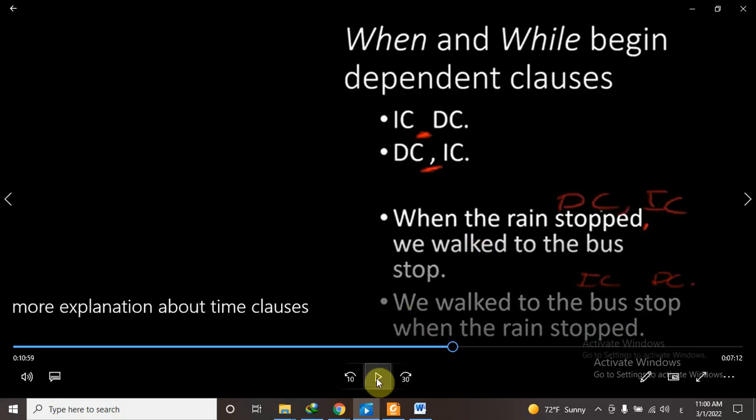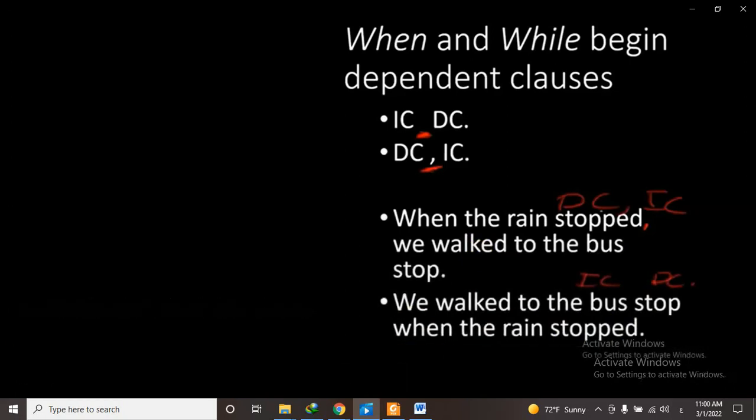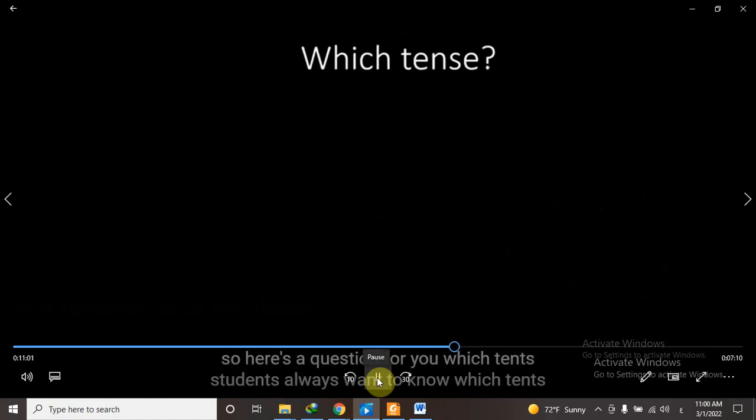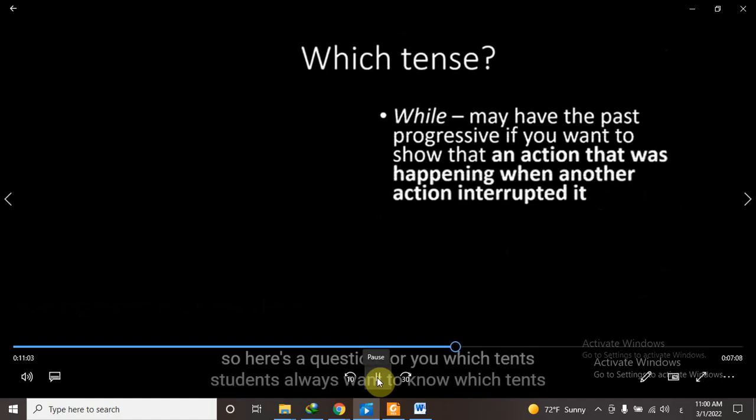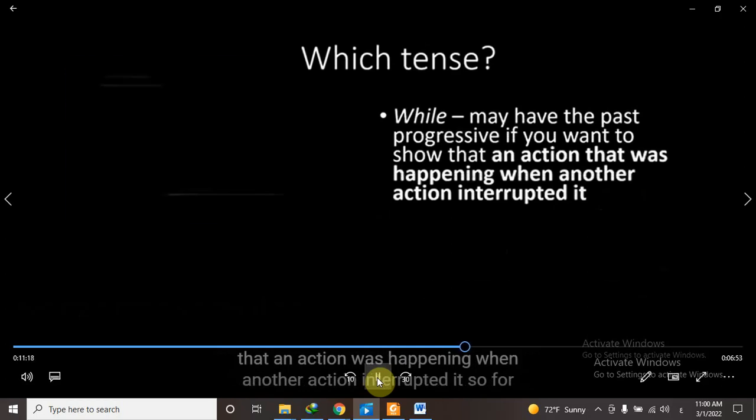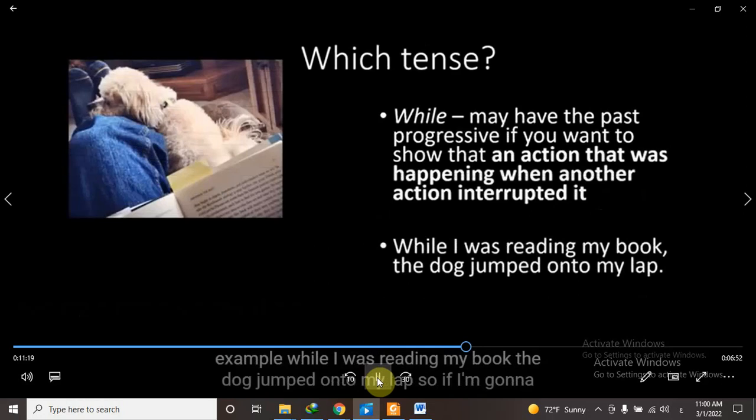Okay, let's continue. So here's a question for you. Which tense? Students always want to know, which tense should I use? With while, you may have the past progressive if you want to show that an action was happening when another action interrupted it. So for example, while I was reading my book, the dog jumped onto my lap.